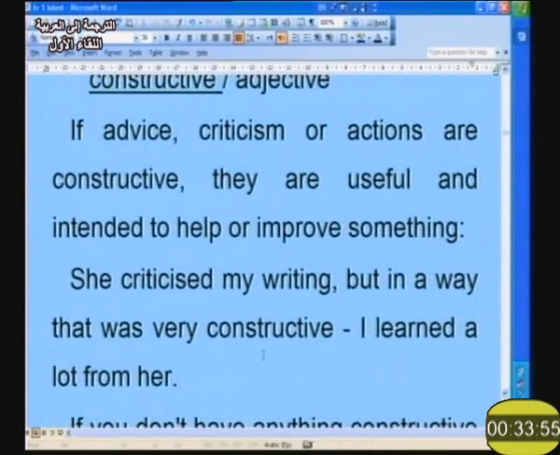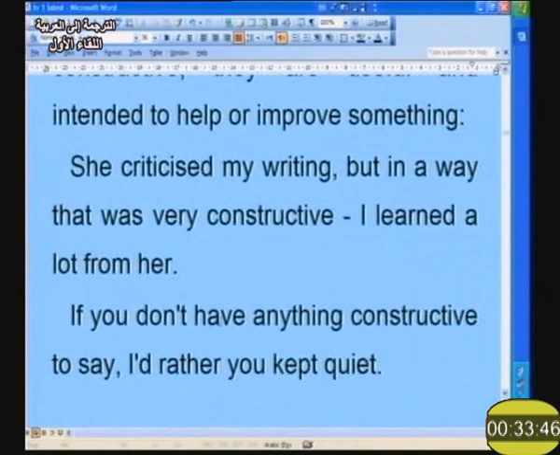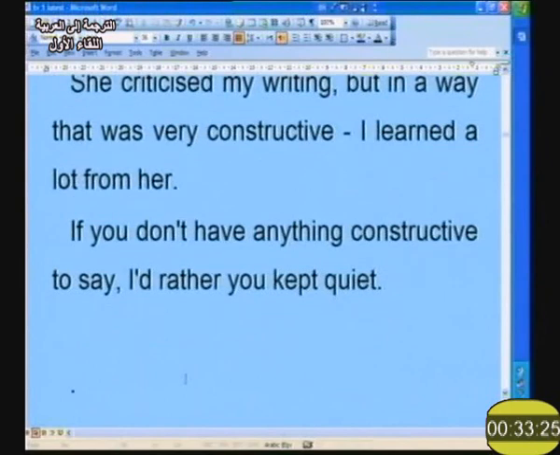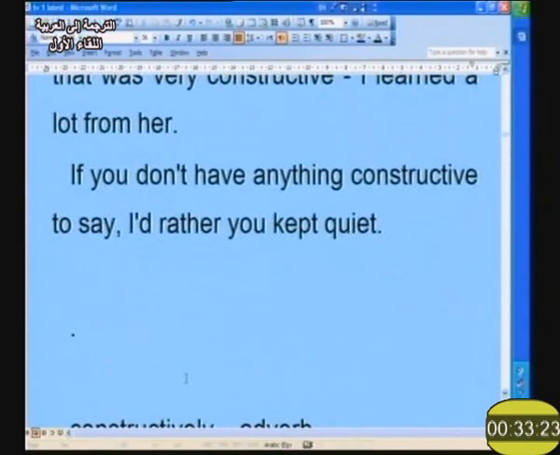See how the word constructive, the adjective from construct, is used. Constructive criticism, "نقد بناء", the opposite of destructive. If you don't have anything constructive to say, I'd rather you kept quiet. إذا لم يكن لديك شيئا بناء لتقوله، فمن الأحرى لك أو من الأفضل لك أن تلتزم الصمت.